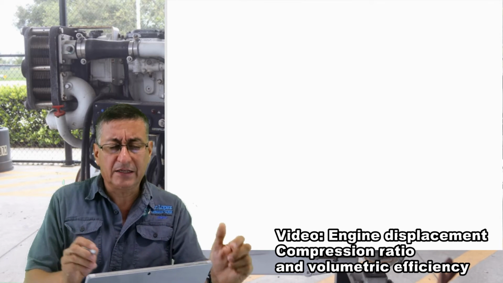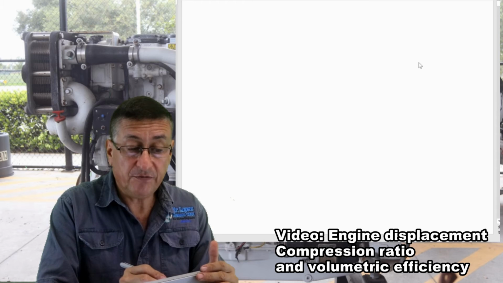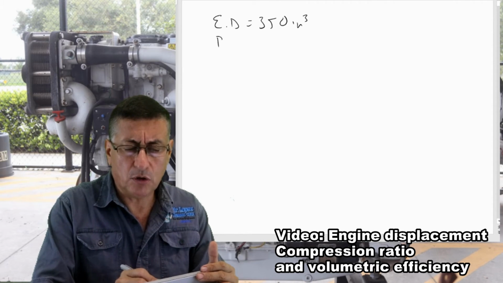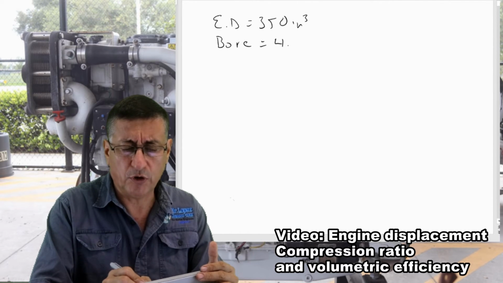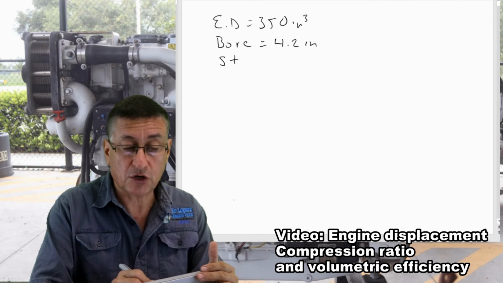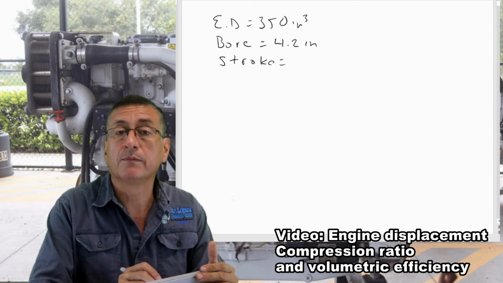We are going to solve an example. Suppose that we have the famous Chevy 350. The engine displacement is 350 cubic inches, and suppose that the bore for that engine is, for example, 4.2 inches, and the question is how much is the stroke, how much is the distance that the piston travels from the bottom to the top.